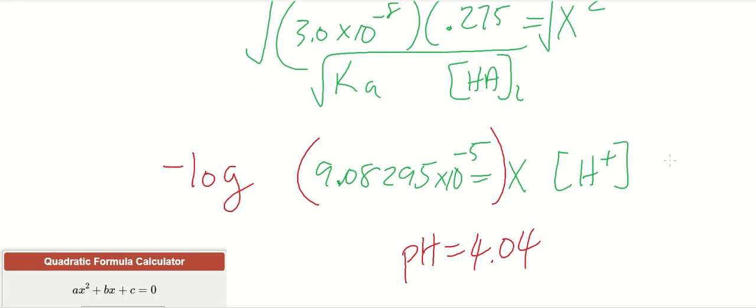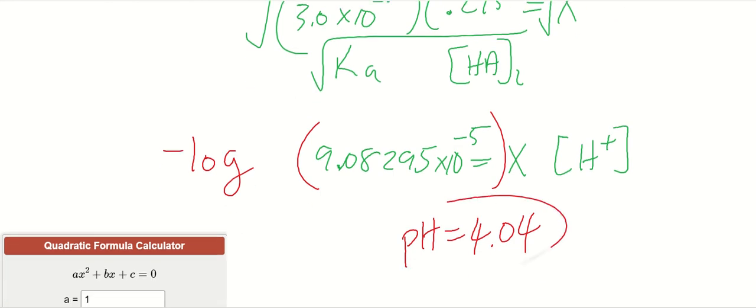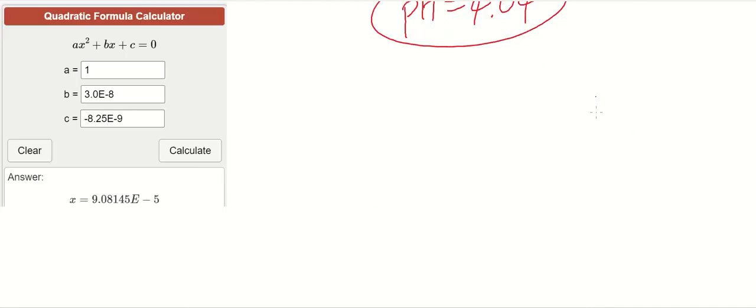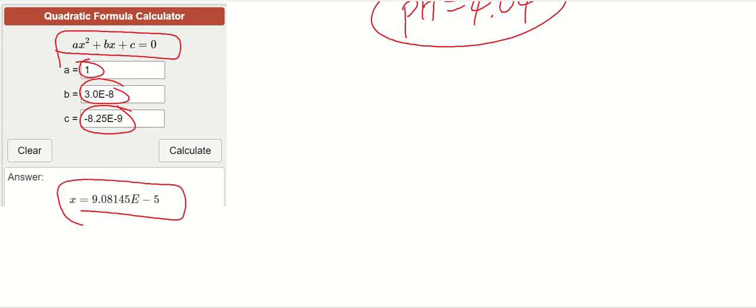Now, some of you are like, why did we ignore that X earlier over here? Like, why did we ignore it right there? Because it wouldn't have made a difference. I used a quadratic equation. Well, I didn't, but I plugged in the numbers in the website, and just to show you we get the same answer. Take the negative log of that. That's what the hydrogen ion concentration is. Guess what you get? You get pH is equal to 4.04. It's exactly the same answer.